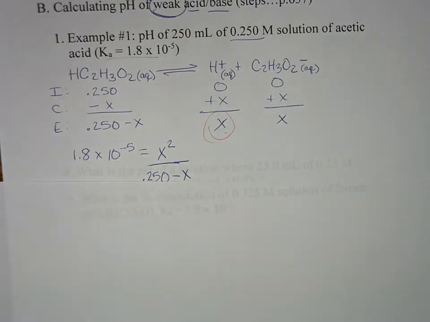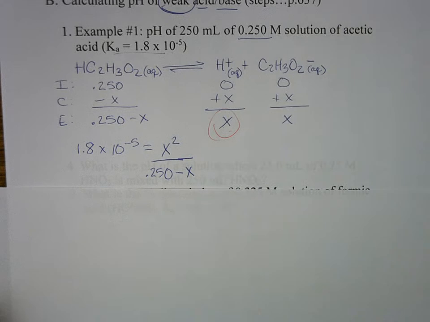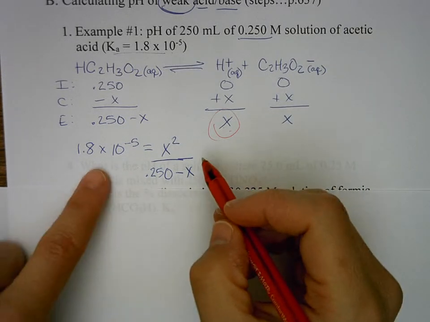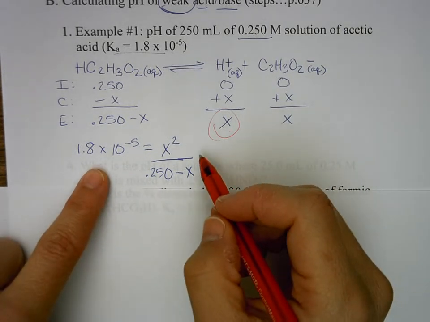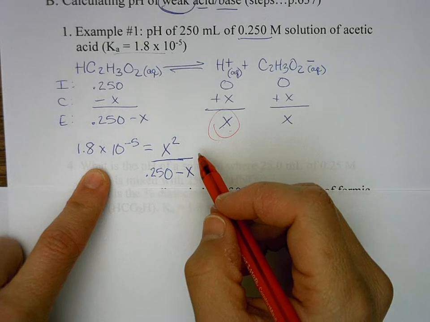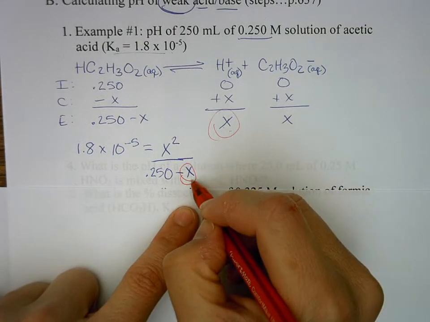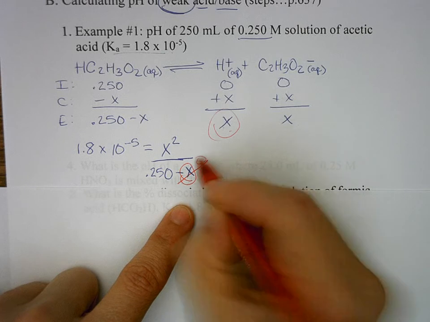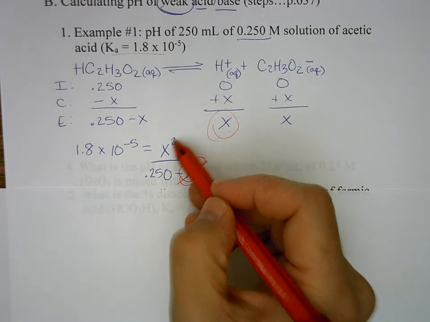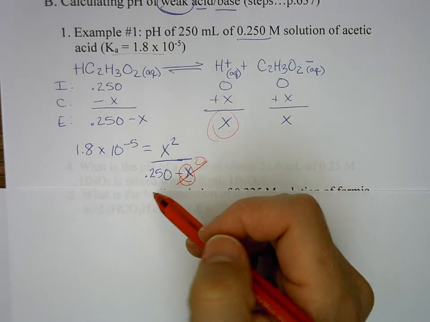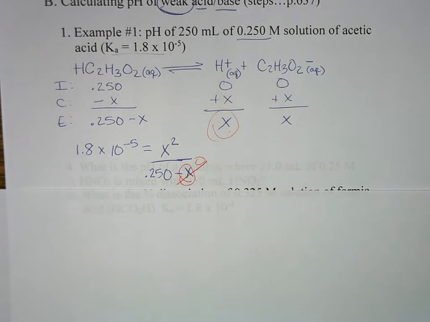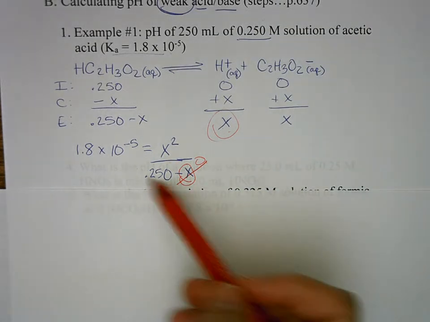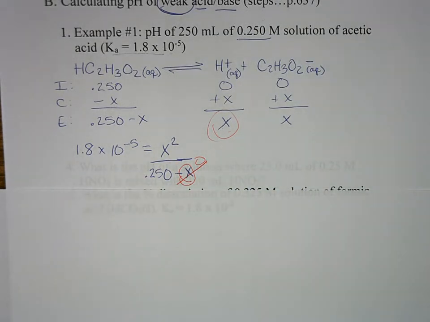So you guys have done this before, and some of you forgot to do this on your quiz, but when you have a K value that is so small, that means your X value is also going to be so small that if you're subtracting it or adding it, what can you do? Cancel it out, make it 0, okay? So you end up with X squared over 0.25. And then that becomes a lot easier to solve for X. You just have to multiply by 0.25 and then square root it. Or you could put it in your solver and get your X value.